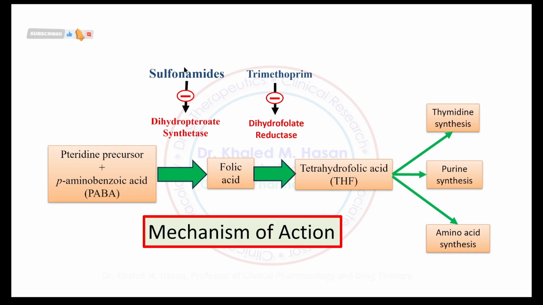synthetase, and you can see the mechanism of action, how the sulfonamide works. Sulfonamide inhibits dihydropteroate synthetase. This is the first step. Then folic acid is converted to tetrahydrofolic acid under the effect of another enzyme called dihydrofolate reductase, and this enzyme is inhibited by trimethoprim. So sulfonamide inhibits the first step of folic acid synthesis, and trimethoprim inhibits the second step of tetrahydrofolic acid synthesis.